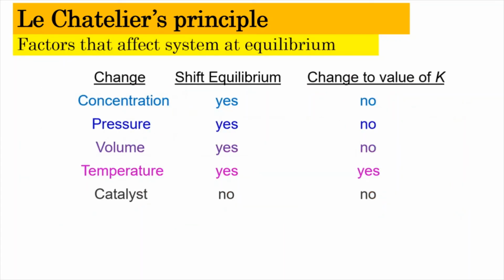Alright? And here are the factors as well as the shifting of the equilibrium as well as the changes to the value of K. So the concentration will shift the equilibrium. Same goes for the pressure, volume, and the temperature. However, the catalyst will not shift the equilibrium position. For the changes to the value of K, only temperature will change the value of Kc.